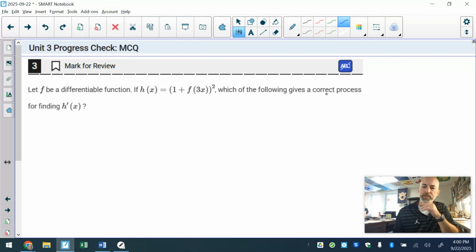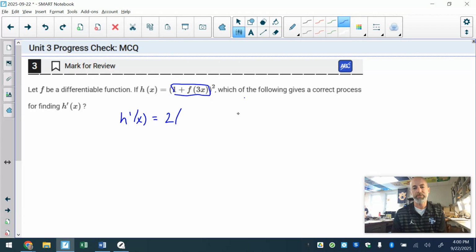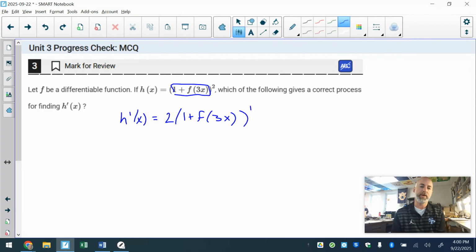F is differentiable. Which of the following... it says it gives a correct process, but it basically just says which of the following is h prime of x. And so if we were to do h prime, I see ugly stuff squared, so this is a chain rule. So I'm going to start by ignoring what I just drew that box around, and the derivative of stuff squared is 2 times the stuff. And so I'll just copy the 1 plus f of 3x down. And if you want to write that to the first power, you can.